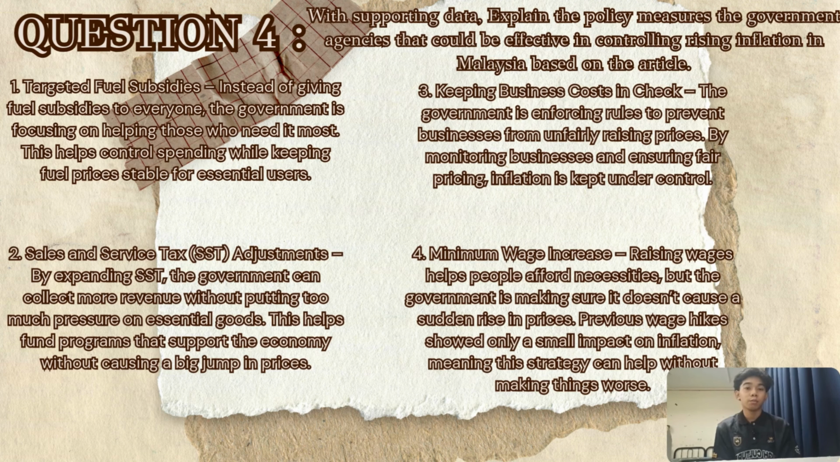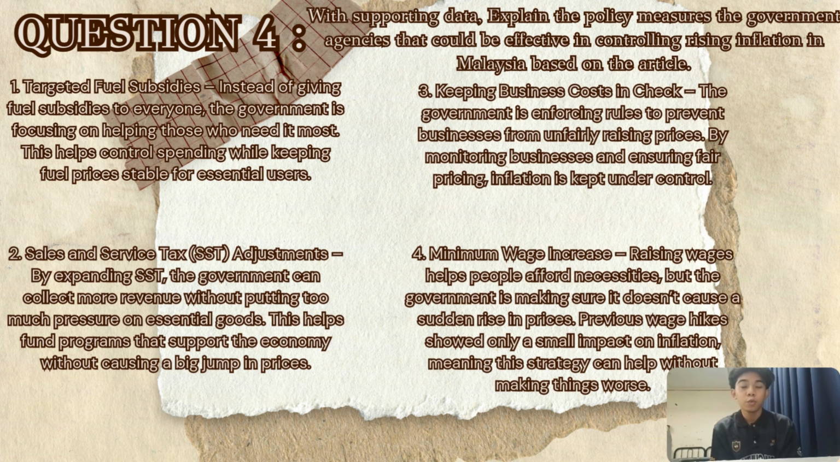Third, we are keeping business costs in check. The government is enforcing rules to prevent unfair price increases by businesses. Through strict monitoring and fair pricing regulation, we can prevent unnecessary price hikes and keep inflation under control. Fourth, we are raising the minimum wage to help people afford daily necessities. While higher wages can sometimes lead to inflation, past wage adjustments in Malaysia have shown only a small impact on overall prices. This means we can support workers without significantly increasing inflationary pressures.